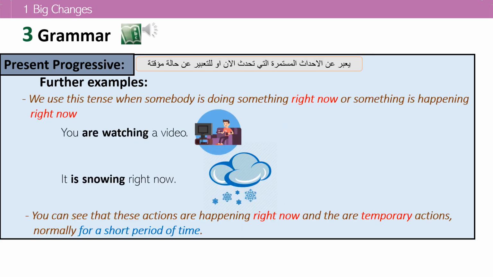Further examples for present progressive. First, we use this tense when somebody is doing something right now or something is happening right now. You are watching a video. It is snowing right now. Notice you can see that these actions are happening right now and they are temporary actions, normally for a short period of time.